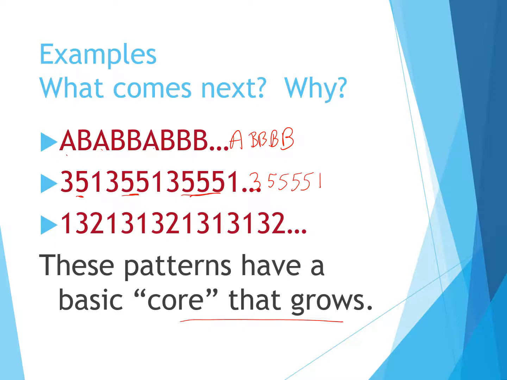Here we have 1 3 2, 1 3, 1 3, 2, 1 3, 1 3, 1 3, 2. So it looks like it's this 1 3 that is increasing in number each time. The 2 remains constant. Here I have 2 1 3s and a 2. 3 1 3s and a 2. So the next one would have 4 1 3s and a 2.